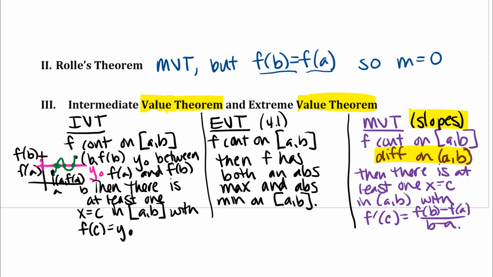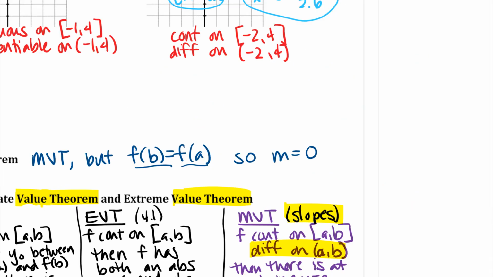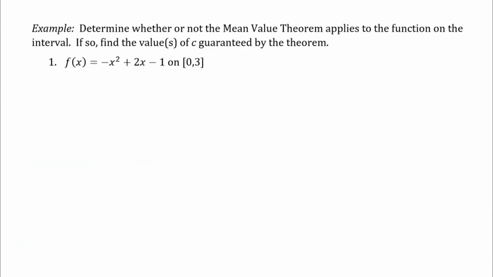being clear about which ones have different conditions or requirements, and then what is the conclusion for each of those. All right, let's look at an example where we are using a function equation. Okay, so the directions say to determine whether or not the mean value theorem applies to the function on the interval, and if so, to find the values of c guaranteed by the theorem.